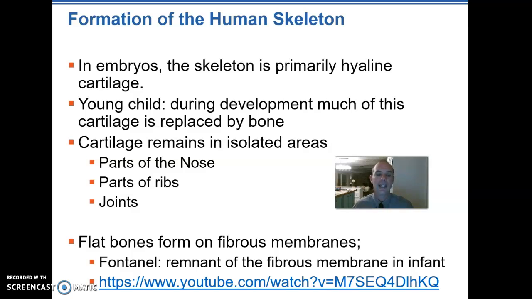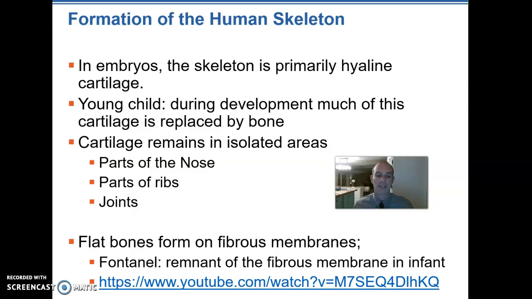So it makes sense. In a young child, during development, much of this cartilage is replaced by bone. So as the child is born, it starts to develop more bone, and cartilage remains in isolated places. For example, in a human, the tip of the nose is cartilage. Parts of the ribs, joints, ears, all right? They all have cartilage involved in them.